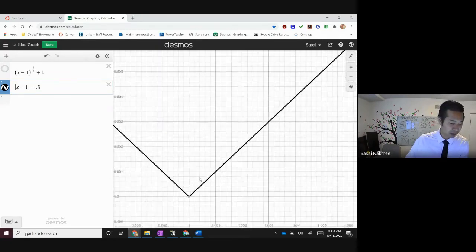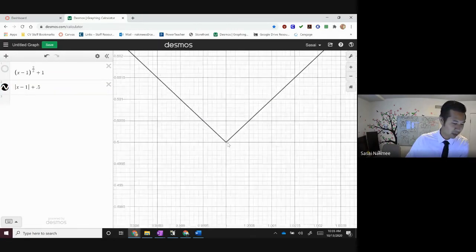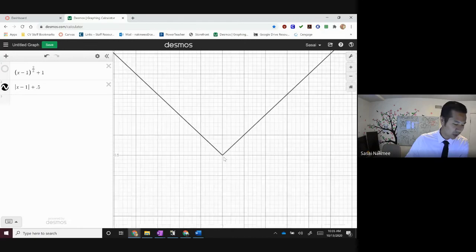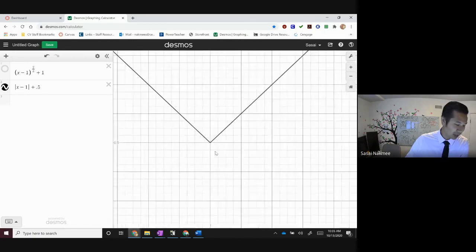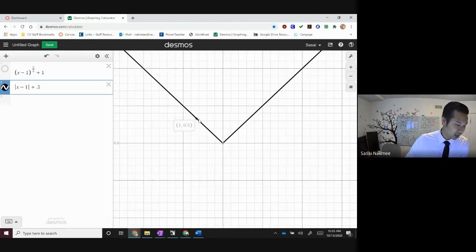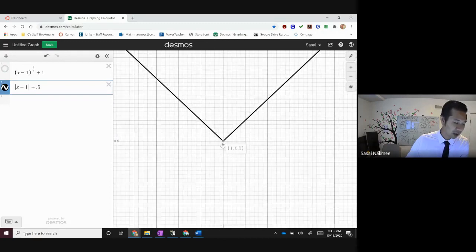If I keep zooming in, hopefully you guys aren't getting dizzy when I zoom in that fast, but you see, no matter how much I zoom in, I'm zooming in quite a bit, by the way, there's still no local linearity there. It does not turn into a line.